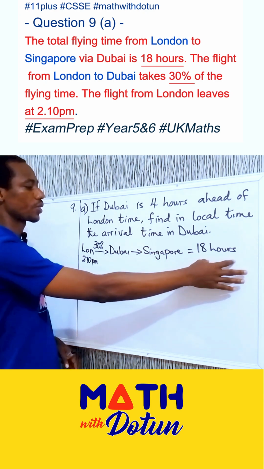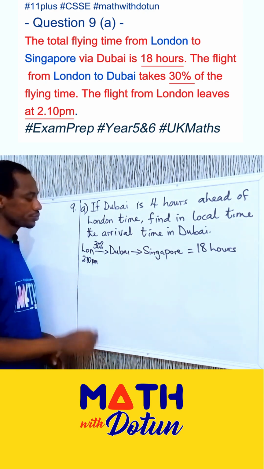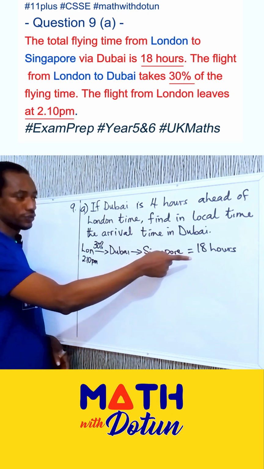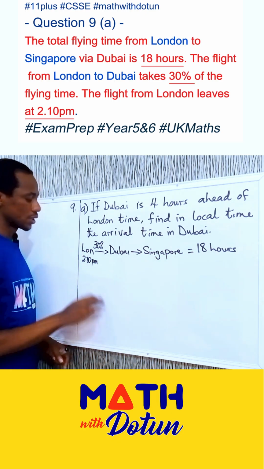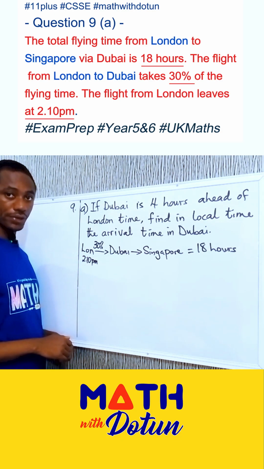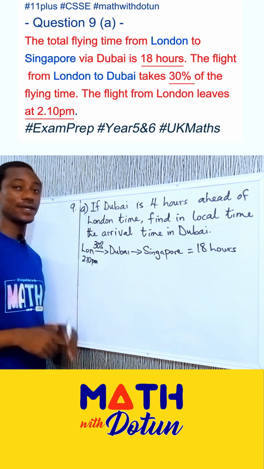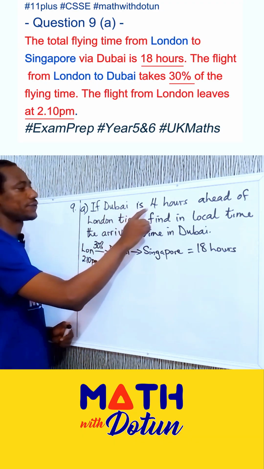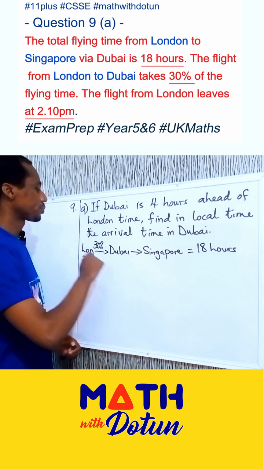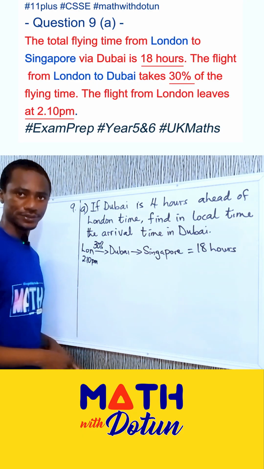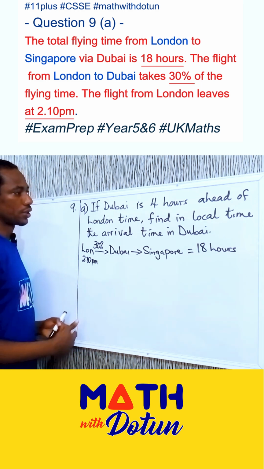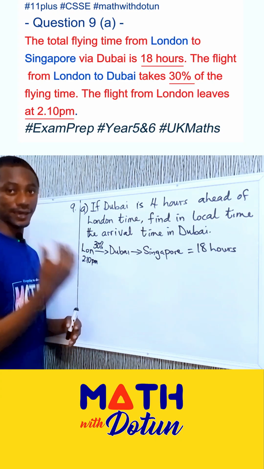London to Singapore via Dubai, 18 hours. And then from London to Dubai, it takes 30% of the total flight time. And then the flight leaves London at 2:10 p.m. Okay? All right, so let's go to question A and solve. If Dubai is 4 hours ahead of London time, find in local time the arrival time in Dubai. We have to find the arrival time in Dubai, and we're also told that Dubai is 4 hours ahead.